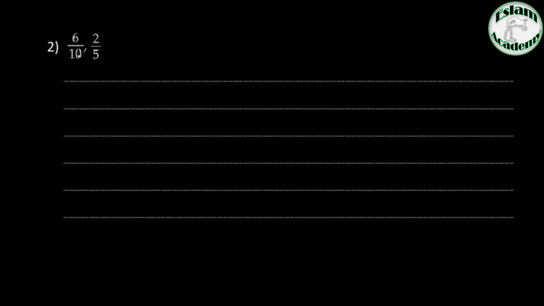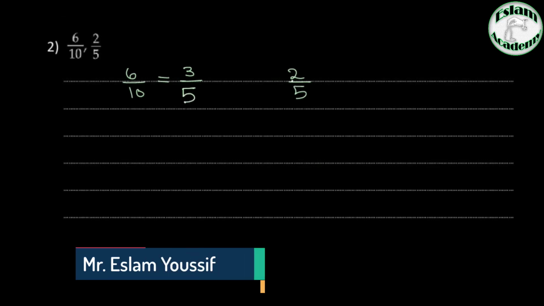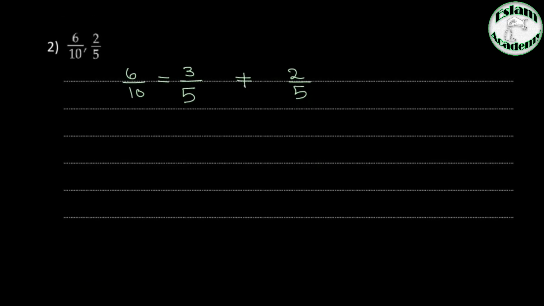Number 2, 6 over 10 and 2 over 5. Now, 6 over 10 is not in the simplest form because we can simplify it by 2. 6 divided by 2 equals 3, and 10 divided by 2 equals 5. And 2 over 5 is in the simplest form because we cannot divide 2 and 5 by the same number. Because they are not equal, they are not equivalent ratios.